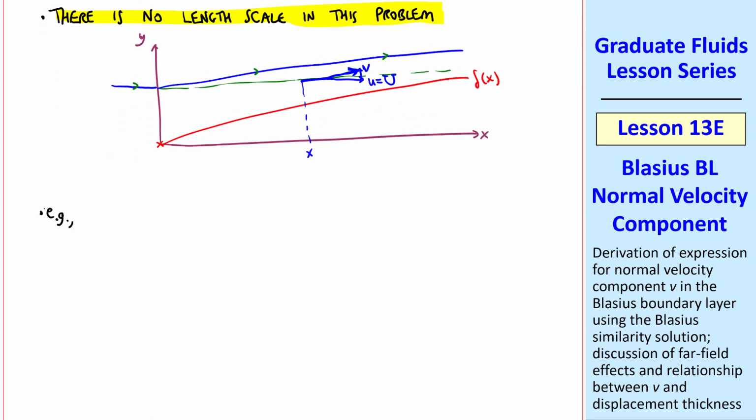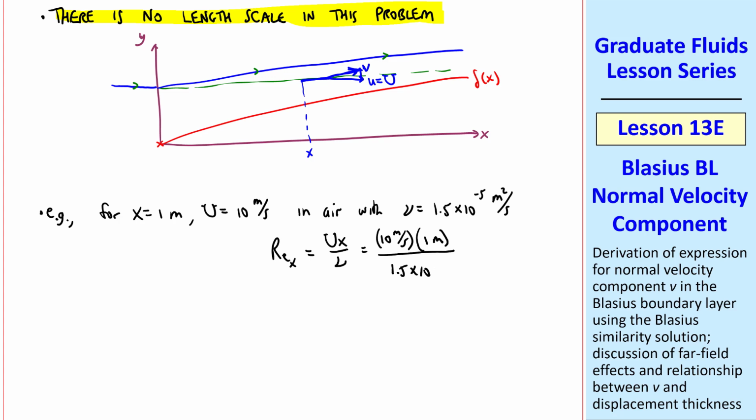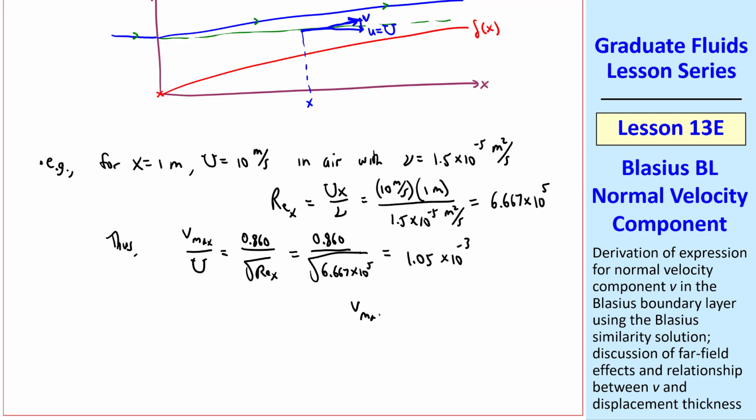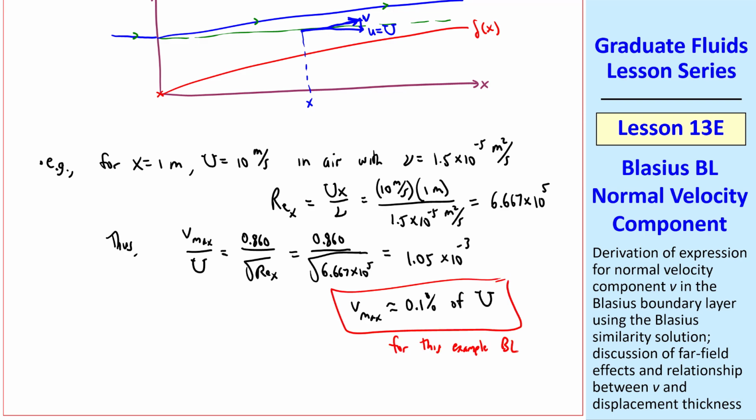Well, let's take the same example we took in a previous lesson. For x equal 1 meter with a free stream speed of 10 meters per second in air, with nu equal 1.5 times 10 to the minus 5 meters squared per second, we had calculated Re_x as 6 2/3 times 10 to the 5th. Thus, V max over U, which is 0.860 over square root of Re_x, becomes about 1.05 times 10 to the minus 3. In other words, V max is approximately 0.1% of capital U for this example boundary layer.